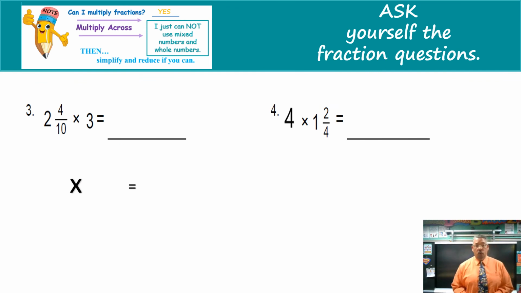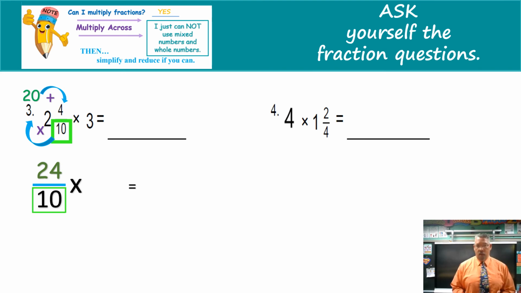All right, so question 3 is going to introduce us into another step, right? Now we see 2 and 4/10, and I know I can't use that, so we're going to change that up. We're going to convert it into an improper fraction. So once again, I start at the bottom, 10 times 2. Well, 10 times 2 is 20, plus the numerator of 4. 20 plus 4 is 24. So I have a numerator of 24. I keep my denominator of 10.